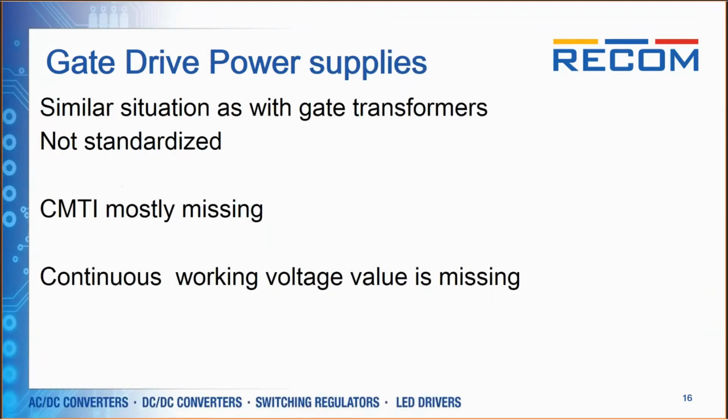Good. Gate drive power supplies. We have a similar situation as with gate drive transformers. There's nothing standardized, so with three manufacturers, you have three different values or three different ways to describe the product. Common mode transient immunity, the dV/dt between primary and secondary, is mostly missing, and continuous working voltages are missing as well.